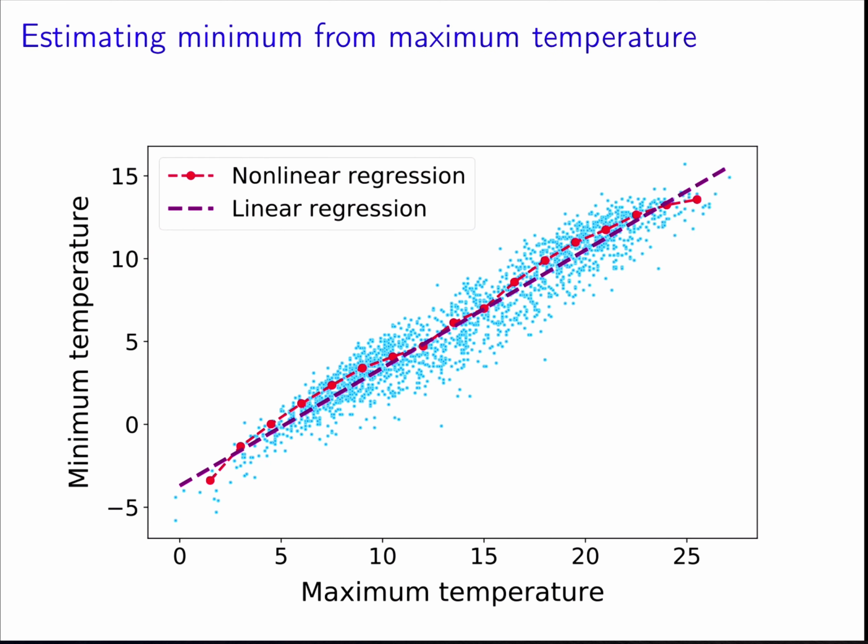Here we have another situation where the linear estimator, here we're estimating the minimum temperature from the maximum temperature within the same month. Here, the linear estimator is actually pretty reasonable. It does essentially the same as the nonlinear regression.